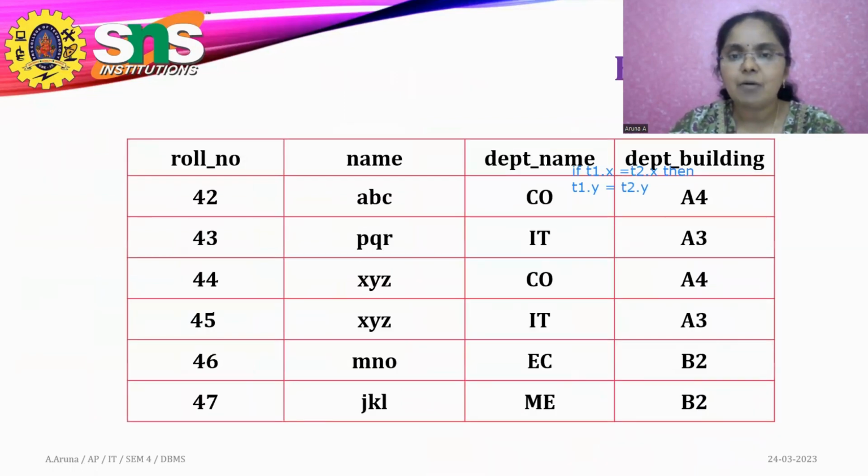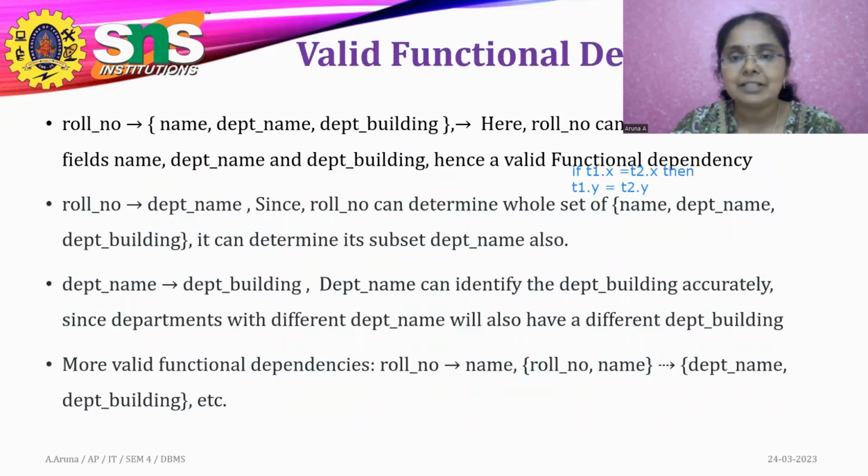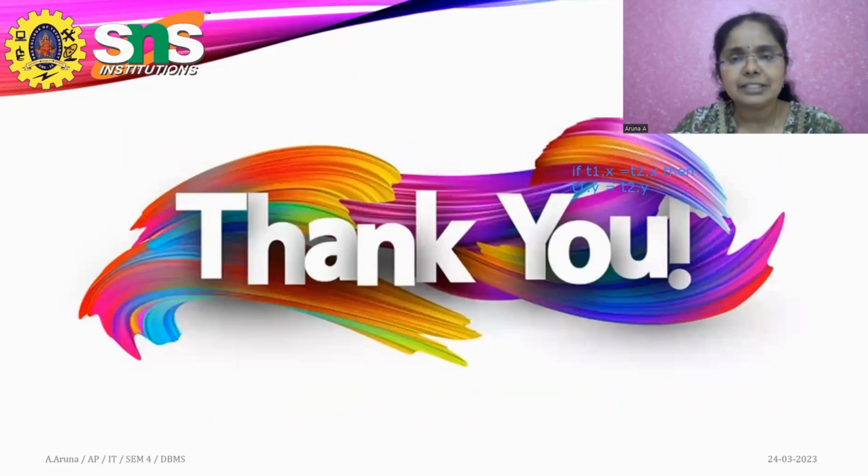Also, I have given one more example for understanding purposes. You can use this to identify what functional dependencies are present, and what are not valid functional dependencies. That's all about functional dependencies.